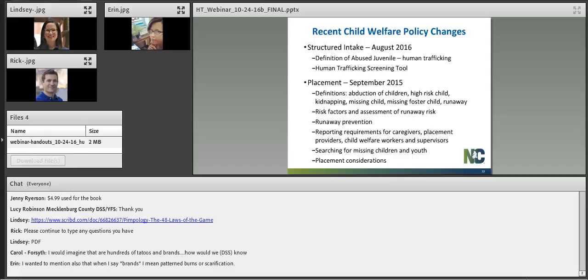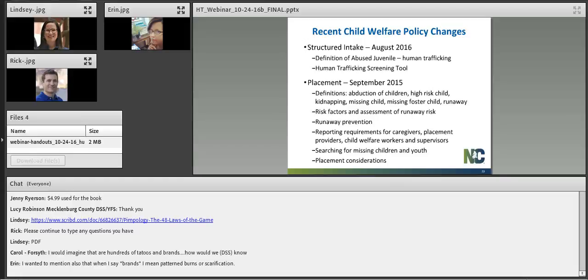So, reporting requirements for caregivers and placement providers. In the policy it says caregivers, including foster parents, relative caregivers, and staff of residential facilities shall immediately report any missing child to the local law enforcement agency and the child welfare agency. I wanted to point out something important, and this was communicated to me when this policy was being developed, and the division actually did touch base with the National Center for Missing and Exploited Children around the development of this policy.